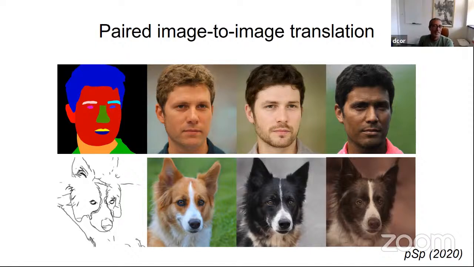Okay, so where was I? I showed that we can train the encoder as part of an autoencoder to do all these kinds of paired image translation.